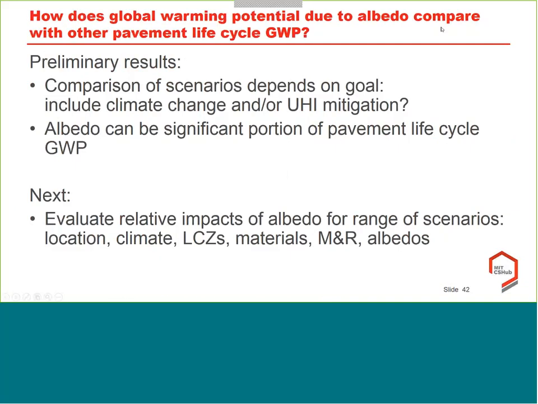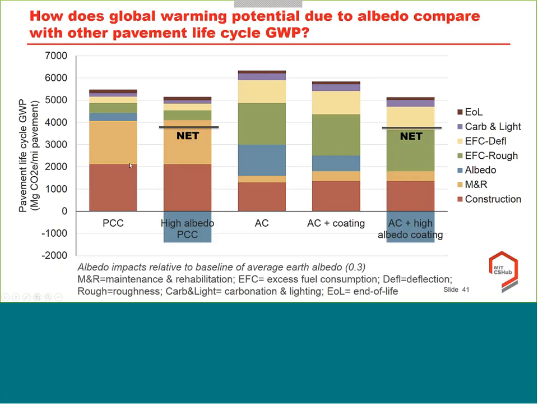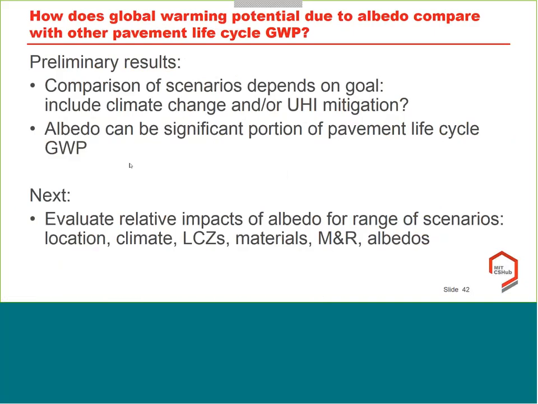Coming back to our research question, our preliminary results show that the comparison of the scenarios, which one of these you compare, is going to depend on what your goal is. These are just conventional pavements right here, so you could compare those, or you could compare the higher albedo scenarios. But bottom line, the albedo really can be a significant portion of that pavement life cycle. So as I mentioned, that's some of our preliminary work, and what we're going to do is evaluate more of the relative impacts of albedo for a range of different scenarios, depending on location, climate, the local climate zones, which materials you're using, are you using recycled content, which wasn't the case in any of those, what are your maintenance and rehabilitation strategies, and also which albedos you are choosing.